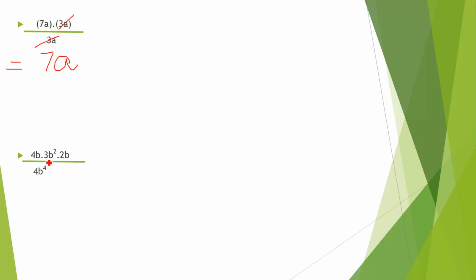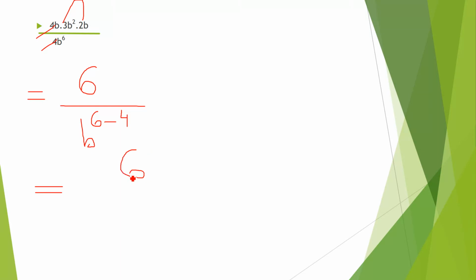Here we have 4b multiplied by 3b square. This is a monomial because these are multiplied with each other. First of all, you have to see if there is any number or variable. 4 is in the denominator. 4 one time, 4 one time, it will cancel out each other. Count how many b's we have. See, all positive. All variables are the same, so in the denominator we have b's as well, so all these b's cancel out each other. 3 times 2 is 6, so 6 is the answer.